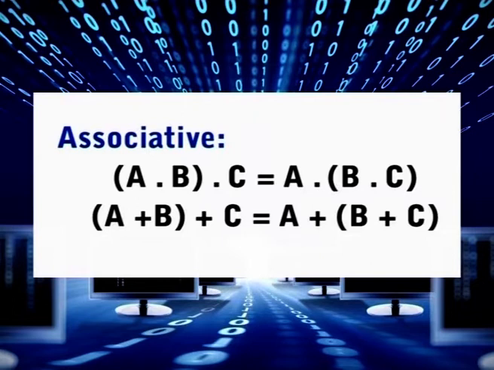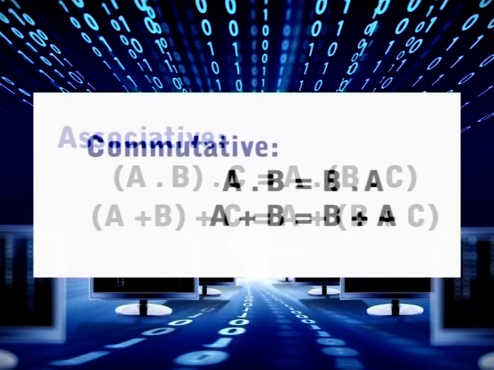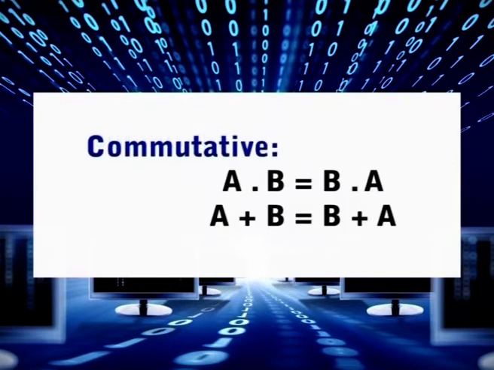Similarly, we can infer the result for the second case. Then comes the commutative property. It is very similar to the associative property. It states that a ANDed with b gives the same result as b ANDed with a. Similarly, a OR b gives the same result as b OR a.